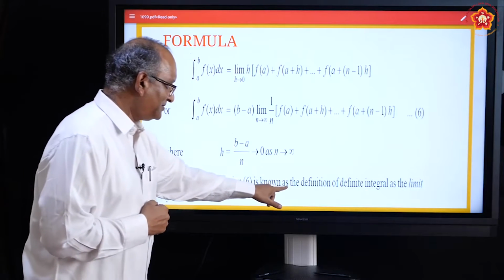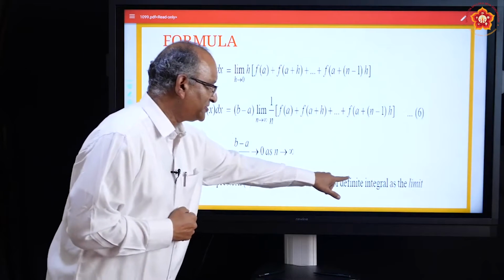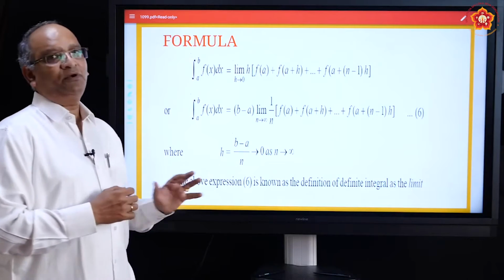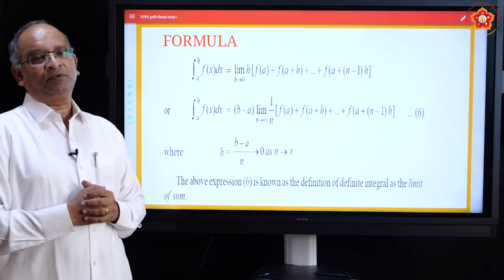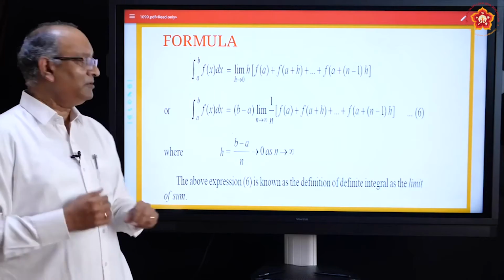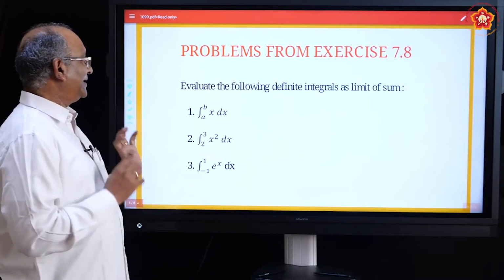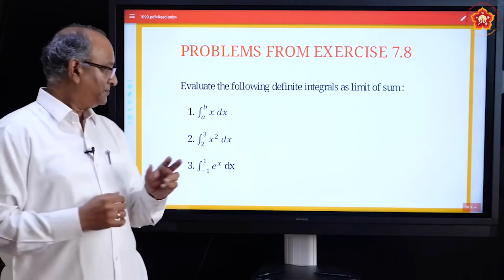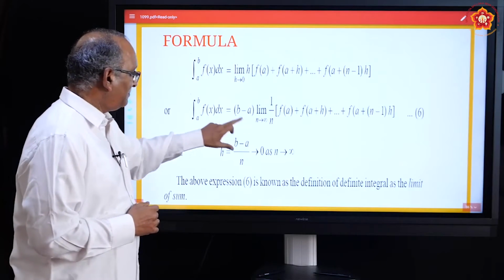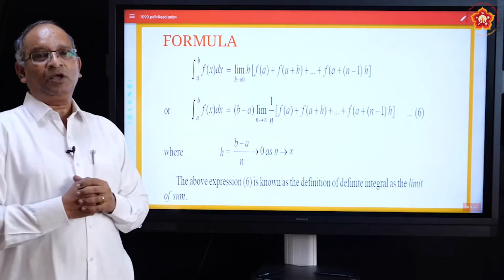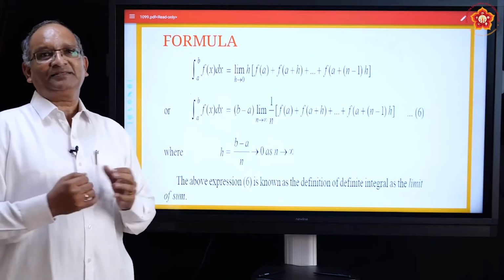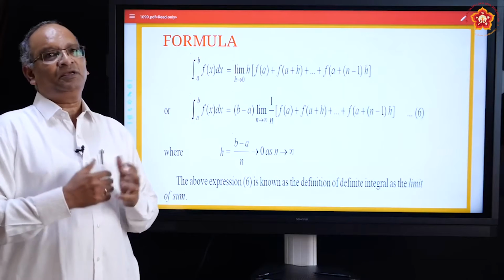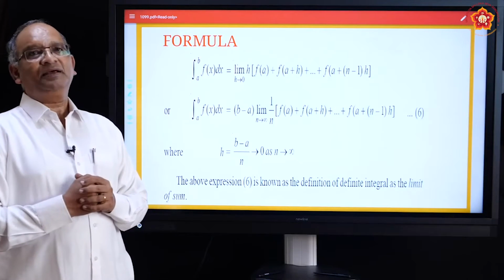The above expression is known as the definition of definite integral as the limit of a sum. So please have a look in the textbook, you will be able to understand. Yes. Now, based upon this formula, we will be able to evaluate areas of different functions between the given limits.